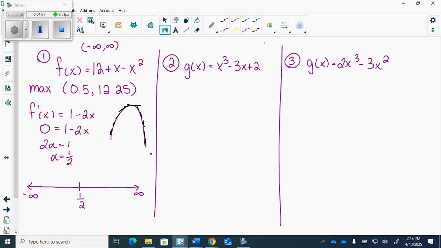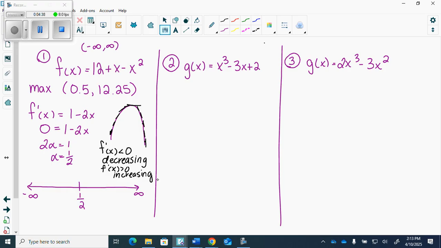So if I run test points on either side of 1/2, if they come out as negative, then it's decreasing. If they come out as positive, it's increasing. Because we know that wherever f prime of x is less than 0, the function is decreasing, and wherever f prime of x is greater than 0, the function is increasing. That's the first derivative test.